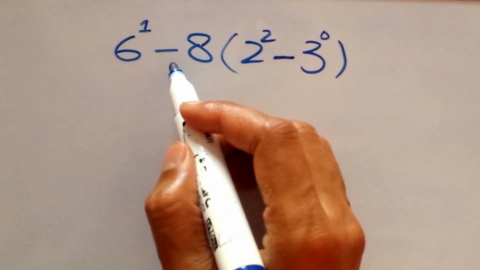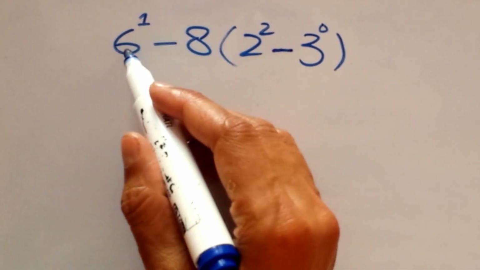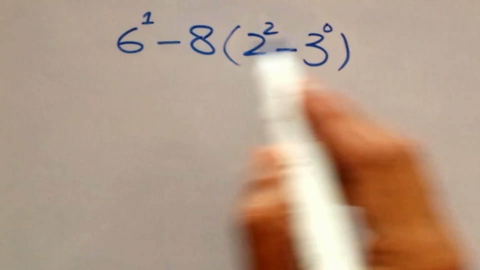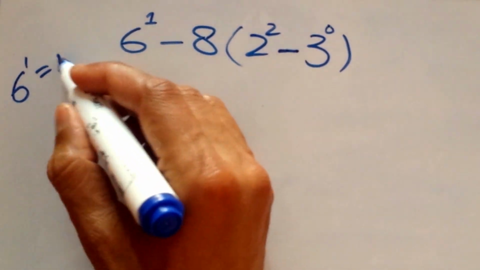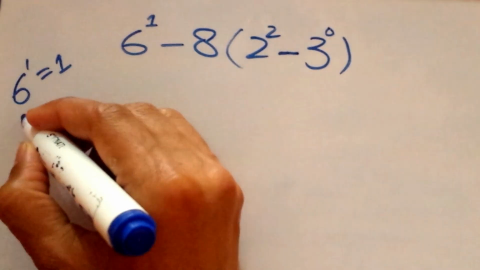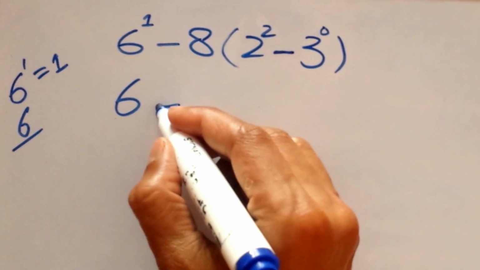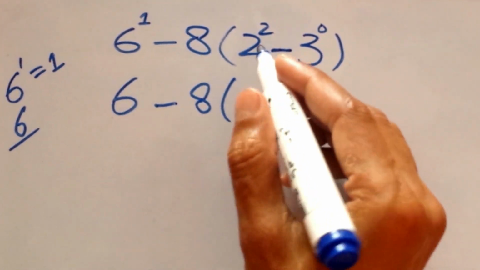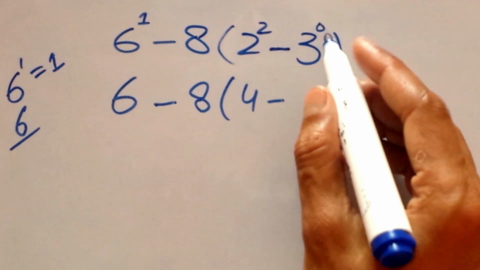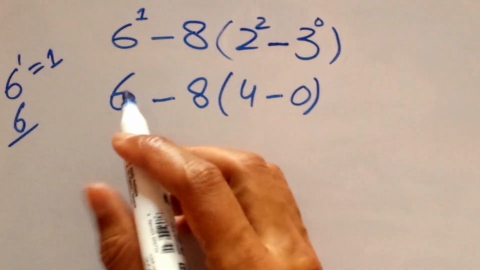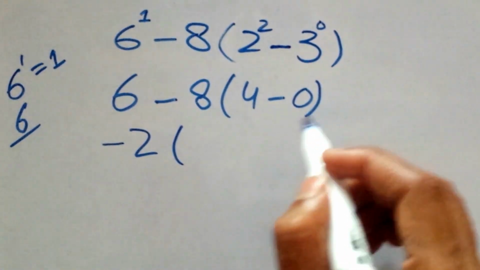6 to the power of 1 minus 8 and 2 squared minus 3 to the power of 0. 6 to the power of 1 equals 1? No. 6 to the power of 1 is equal to 6, right? Not 1, right? So 6 minus 8 and 2 squared means 4 and minus 3 to the power of 0 equals 0. Now 6 minus 8 equals minus 2, right? And 4 minus 0 equals 4.